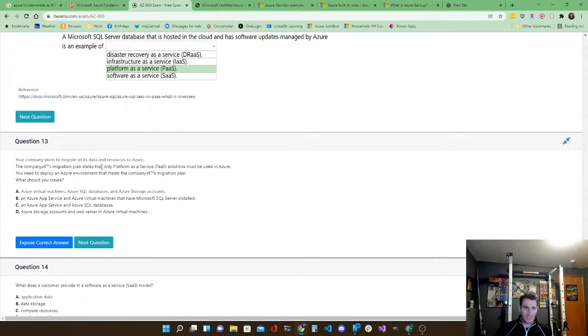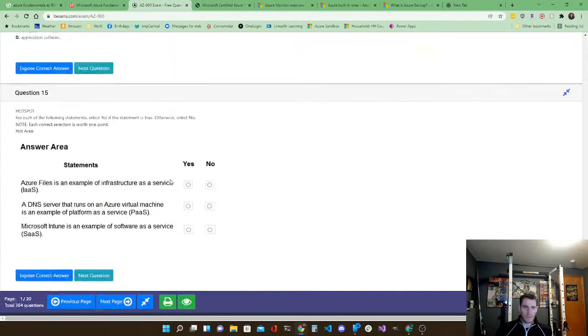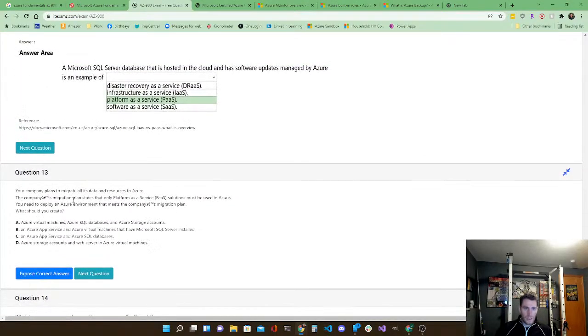Okay. Your company plans to migrate all its data and resources to Azure. The company migration plan. Oh, we just got a few. Okay. The company migration plan states that only platform as a service solutions must be used in Azure. You need to deploy an Azure environment that meets.